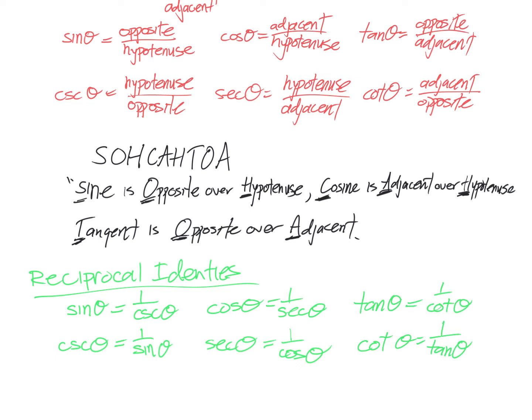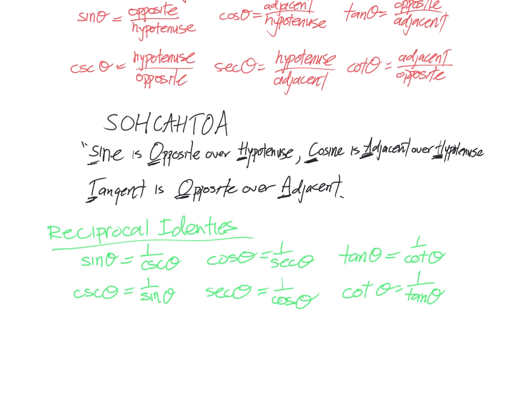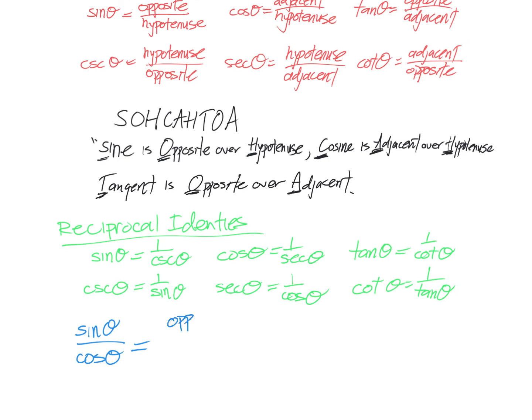Now we have one more relation. If we take sine of theta and divide it by cosine of theta, sine was opposite over hypotenuse, and cosine was adjacent over hypotenuse. And so now we're dividing two fractions. So what we can do is, instead of dividing by the second fraction, multiply by the reciprocal.